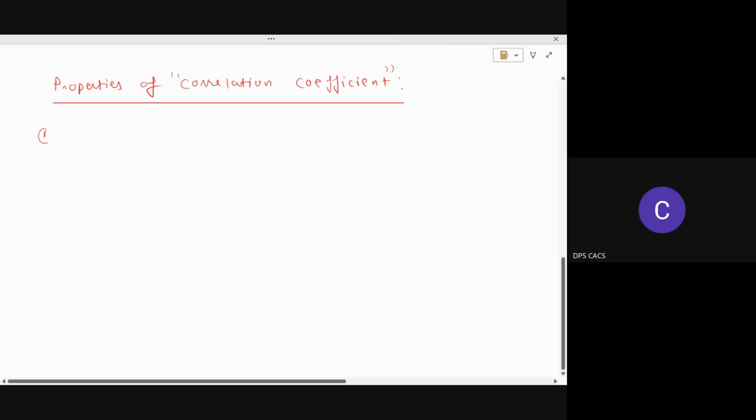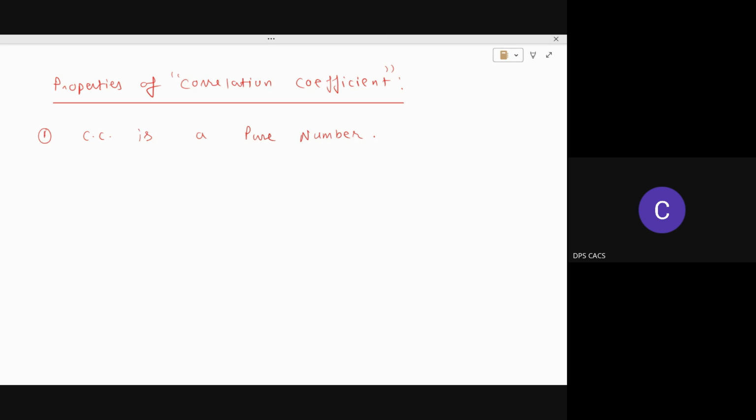Property number 1. Correlation coefficient is a pure number. What is a pure number? Can anyone tell me? बोलेगा एक्वागार्ड वाला नंबर से. नहीं, not that. Pure number means the number which do not require any units. Like I say that someone's weight is 25 kg or 40 kg or 55 kg. Kg is that unit. Correlation coefficient does not require any unit.